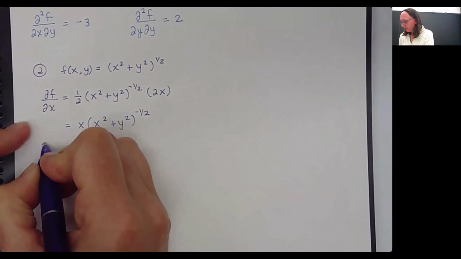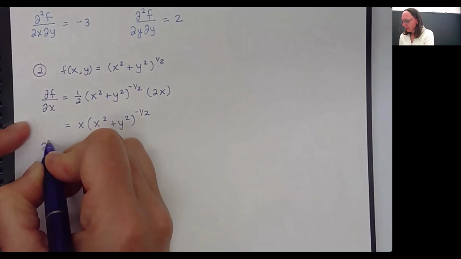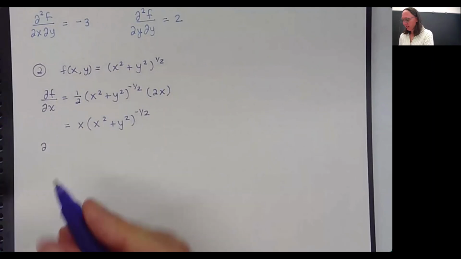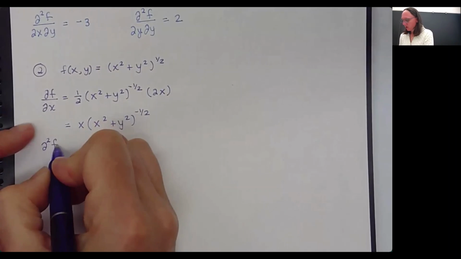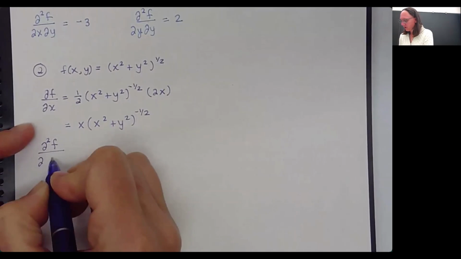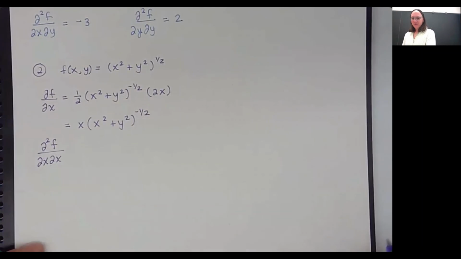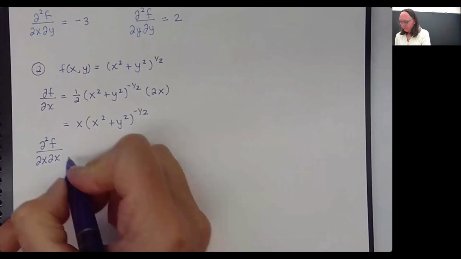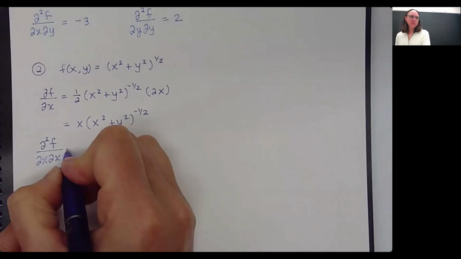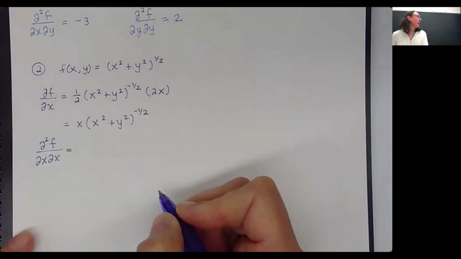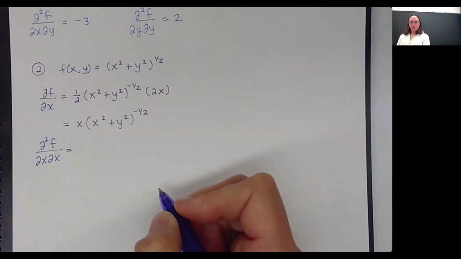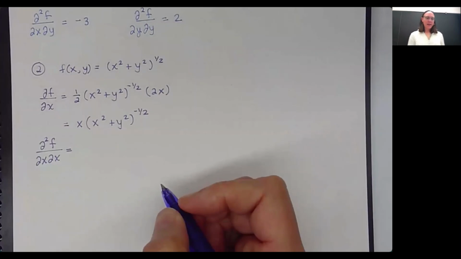That's my new starting function. So if I take the second partial of f, first with respect to x, and then with respect to x again, I am going to need a product rule this time.